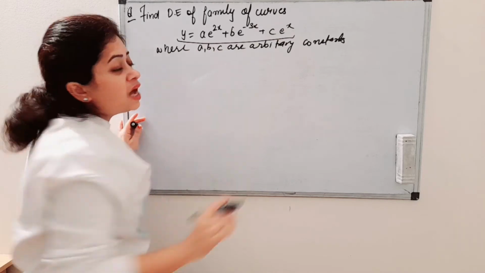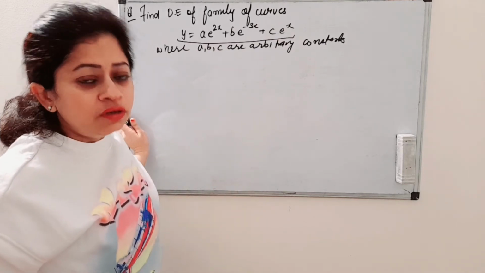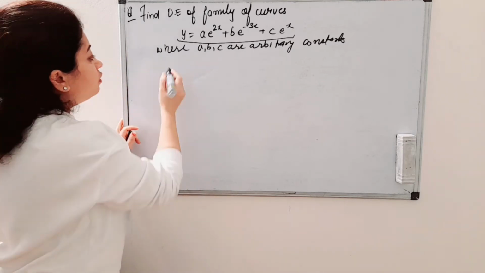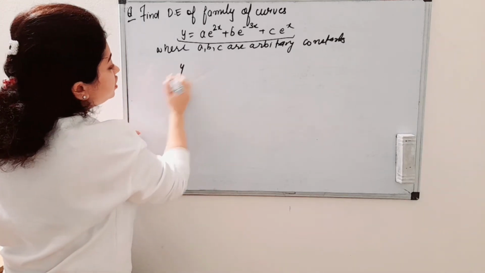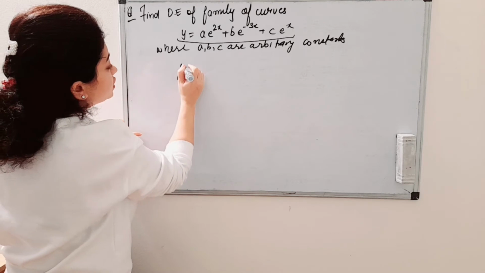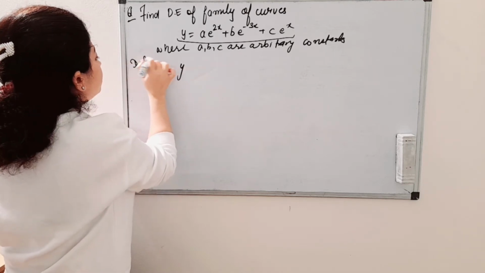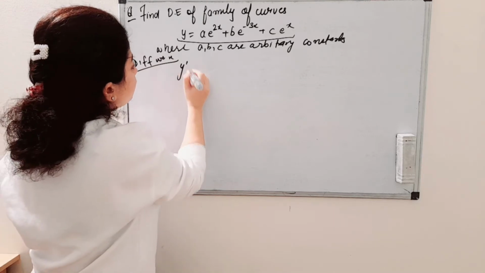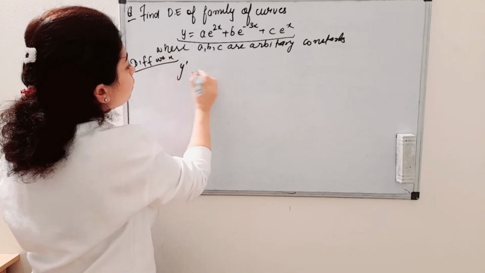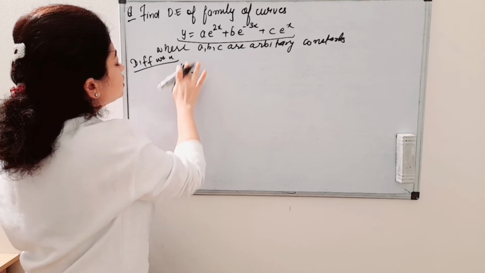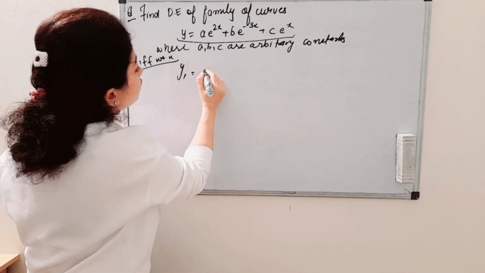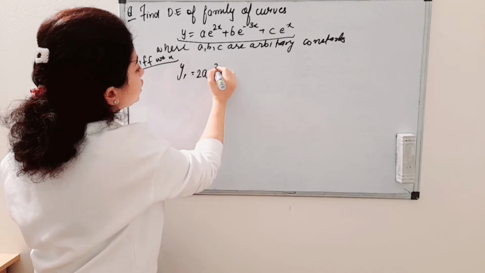So here we have three arbitrary constants, so we should differentiate it three times, and let's see how we will do it. Differentiate it one time with respect to x. Okay, we will get y dash is equal to, or you can write it as y1 also.